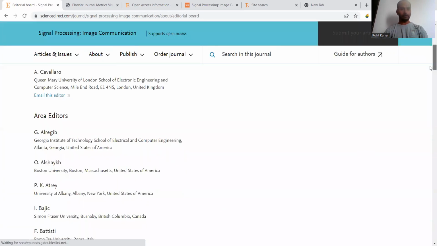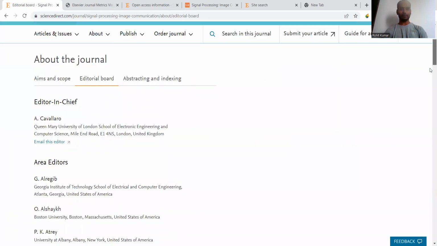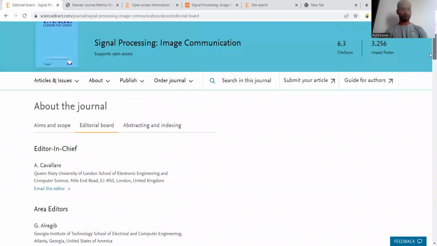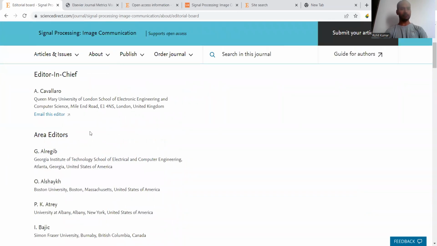So let's see, they have not given the categorization, so we can only have the basic information. So a Cavalier, and he is from King's Mary University of London School of Electronics Engineering and Computer Science. He is the editor in chief.